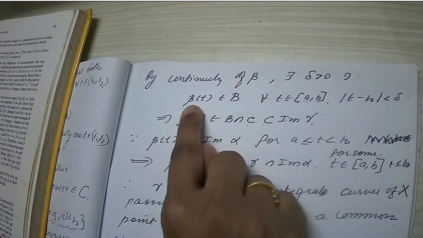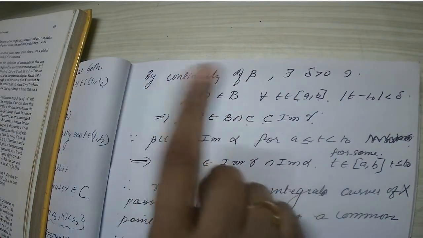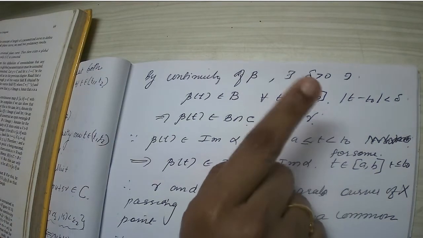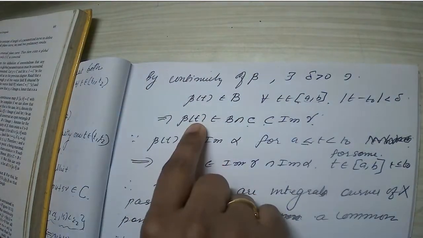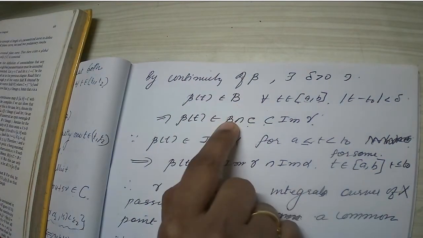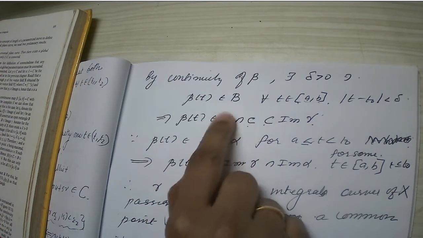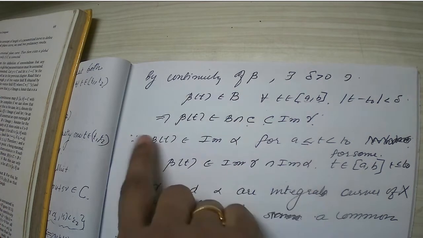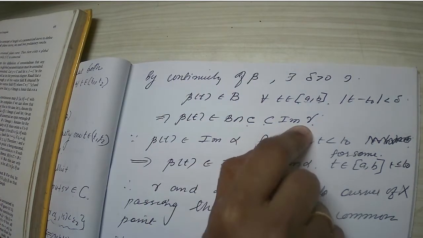So, that means beta of t is coming in the image of gamma. Sorry, beta of t is already in C, since beta is the mapping we have taken from a b to that set C. So, beta of t is already an element of C and beta of t is an element of B also now. So, that means beta of t is coming in B intersection C as well, but B intersection C is a subset of the image of gamma. This is completely contained in the image of gamma by the construction of your rectangle B. That means beta of t is an element of the image of gamma.